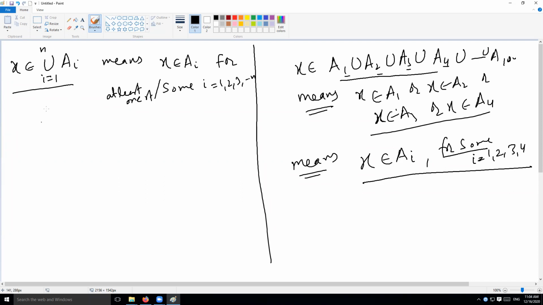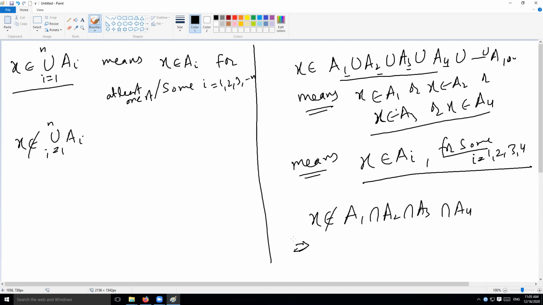How about if I say that x is not in the union of i equal to 1 to n of A_i? So what are you going to say? You can get a motivation from this that, okay, x does not belong to A1 intersection A2 intersection A3 intersection A4. What does it mean? इसका क्या मतलब है?